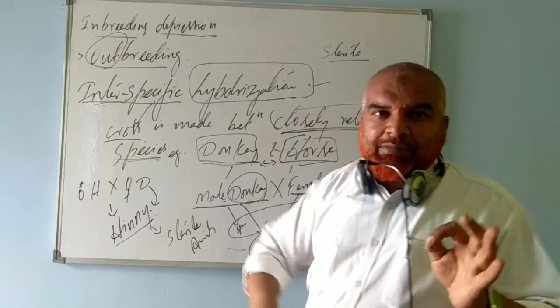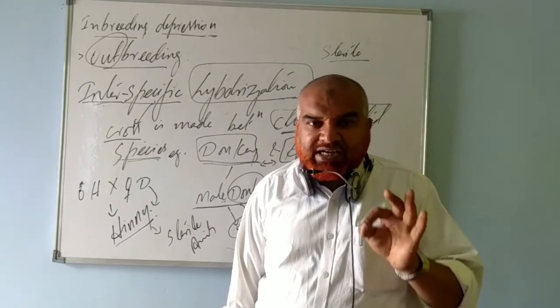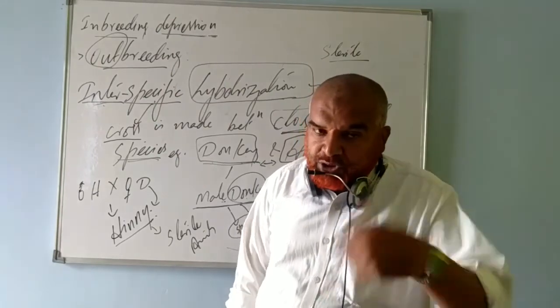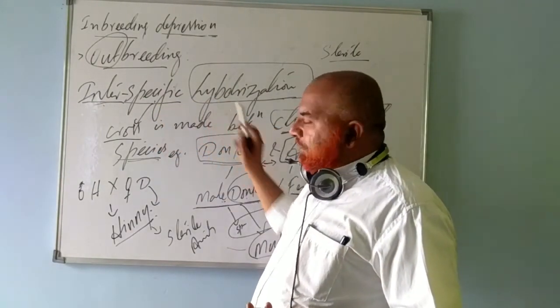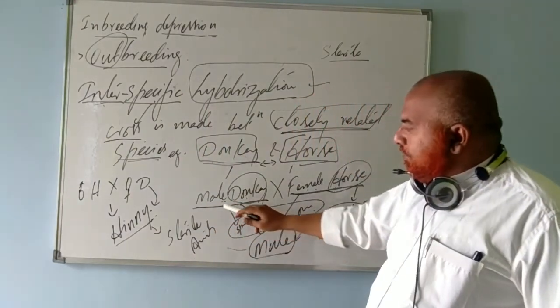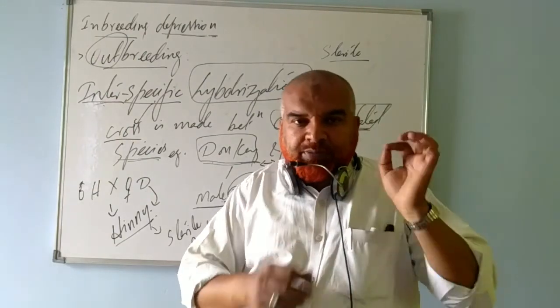Remember, the cross made between two closely related species. The animals of two closely related species, right? To produce a new hybrid breed. Such a cross is known as interspecific hybridization. The classical example is of mule, a cross between male donkey and female horse. I hope it's clear. Keep studying.